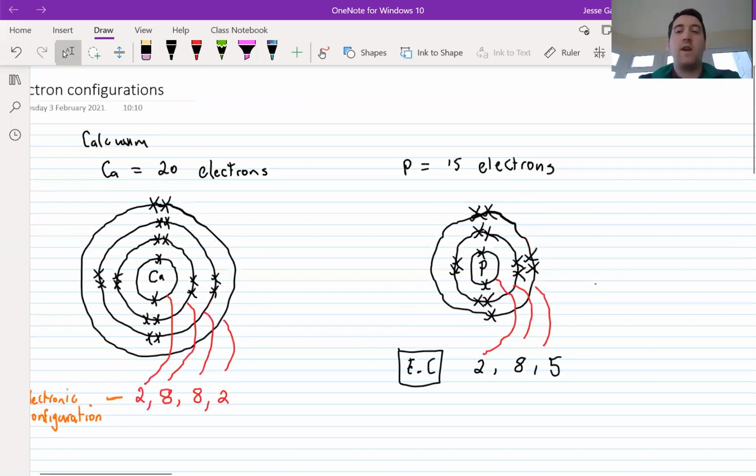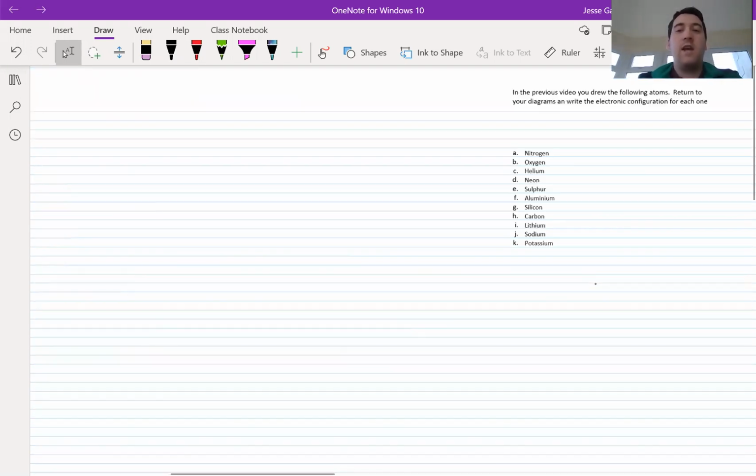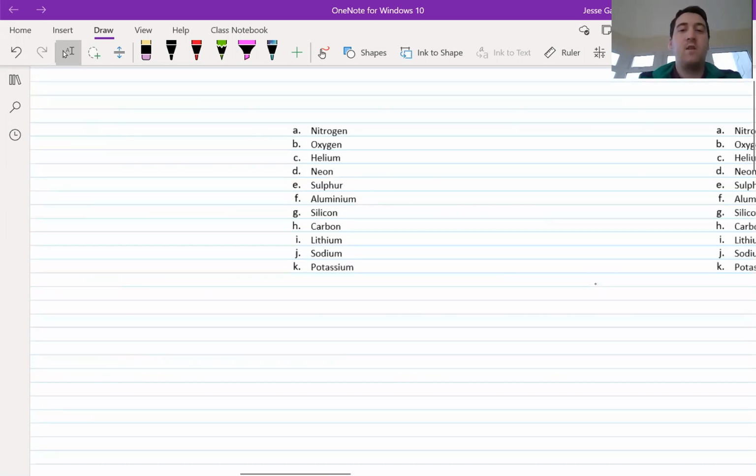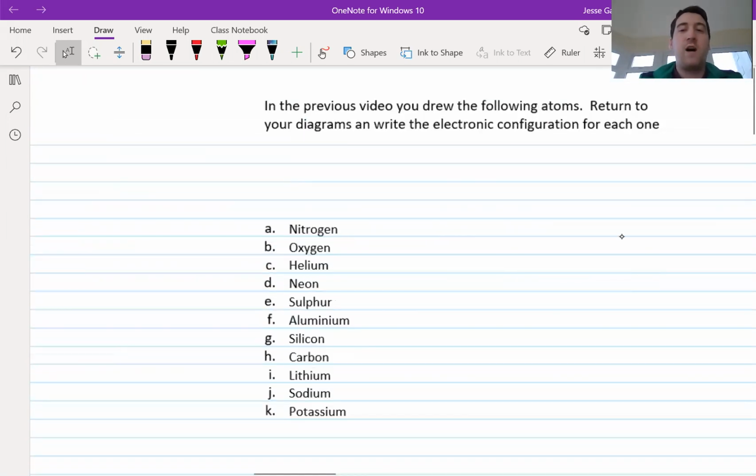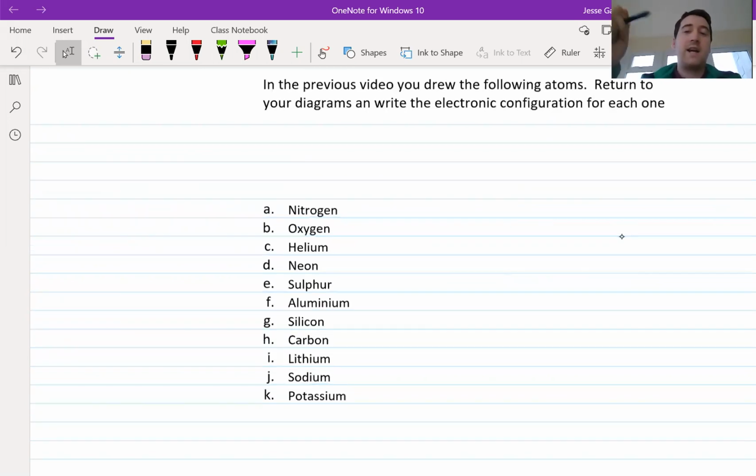Now, you're ready to do some of these for yourself. In the previous lesson, you drew the following atoms. I had this list where I asked you to draw out each of these atoms. What I want you to do now is go back in your copy and find where you drew all of these atoms, nitrogen, oxygen, helium, and so on. You drew the atom for each one, and I want you underneath to write the electronic configuration for each one. Pause the video and do that, please.